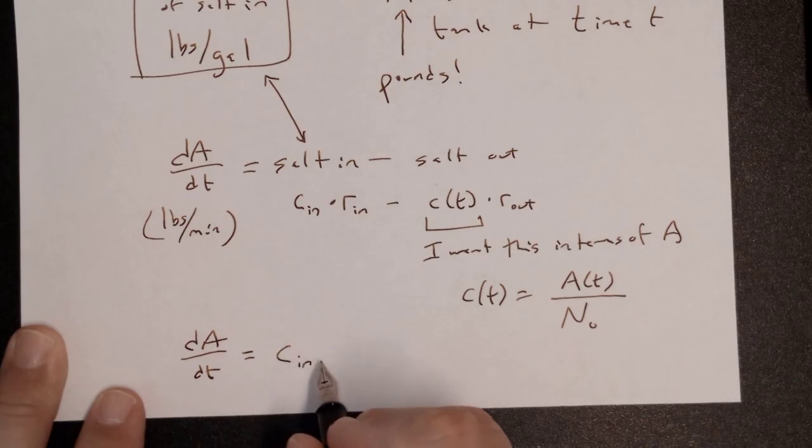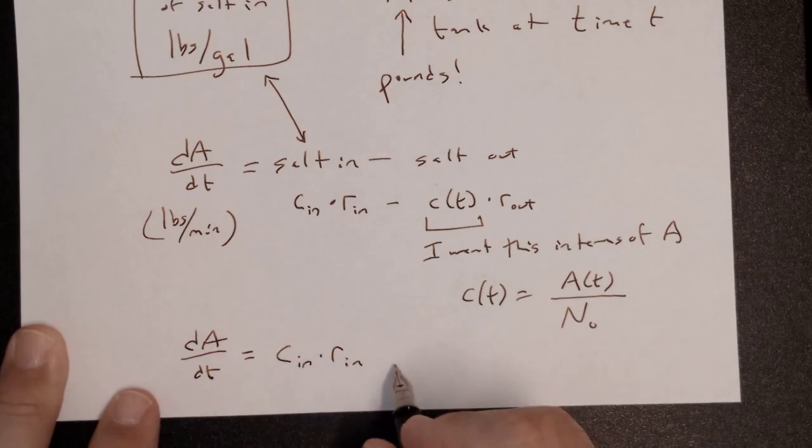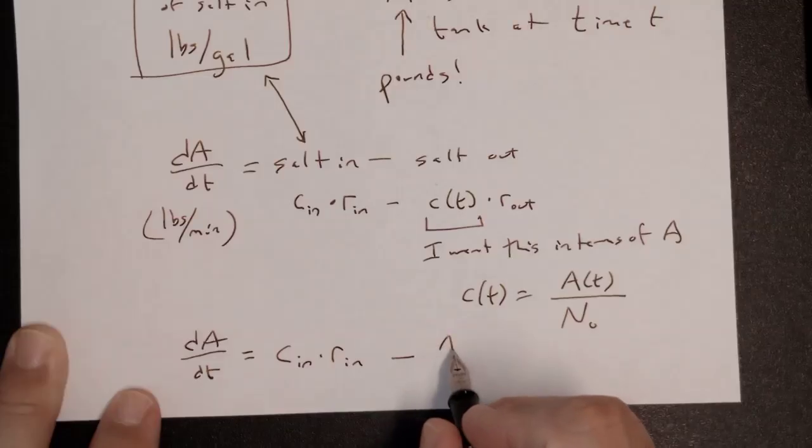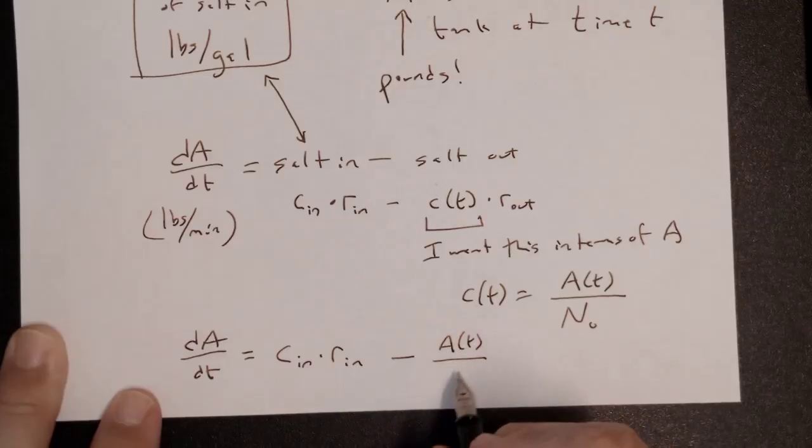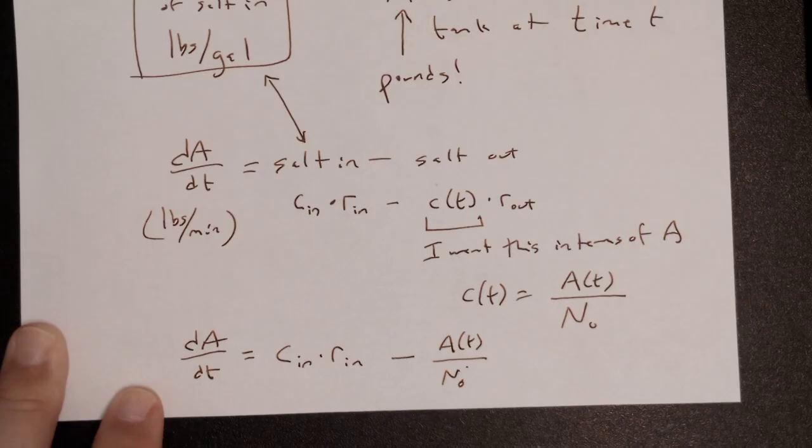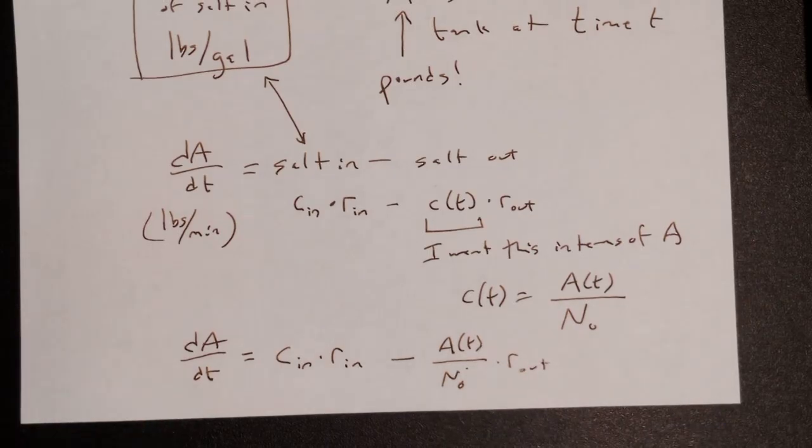So I can now take this equation, put this in here, and I have dA/dt is concentration in times rate in minus concentration out times rate out. But I'm not writing it in terms of this mystery variable C. I'm writing it in the same function A that we started with. So now I'll have one Y variable, A of T.